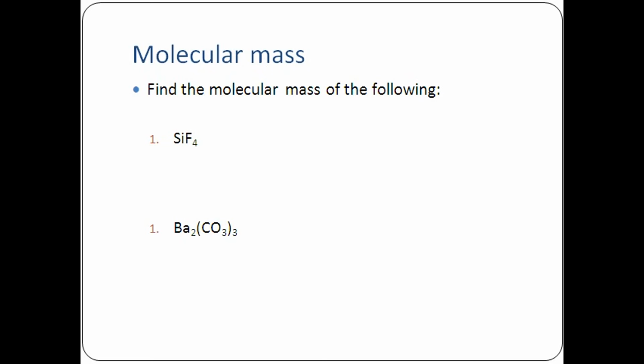So for a molecular mass, the first step is to figure out how many of each atom are in your particular molecule. In this case, we have two elements: silicon and fluorine. The next thing to figure out is the number. How many silicons do we have? We have 1. How many fluorines? We have 4.